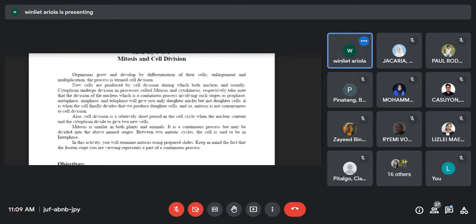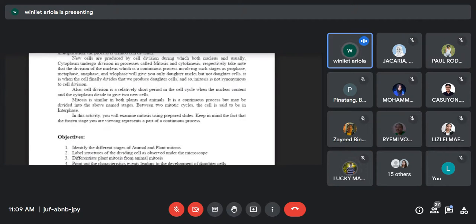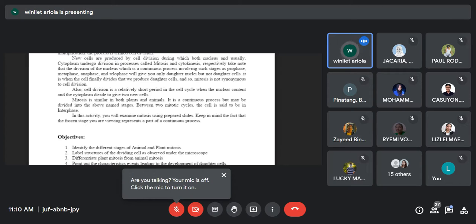Okay, clear ba yun? Yes po, ma'am. Okay, so I'm giving you na talaga the hint. Yung mga lalabas. And also this one, remember, kung ano yung similarity, another difference between these two terms. Also, cell division is a relatively short period in the cell cycle. When the nuclear content and the cytoplasm divide, it will give you two new cells, and that's the end of a cell division. So compared to mitosis, cell division is a shorter period, and longer period ang ating mitosis. Kasi nga, meron siyang different stages, the PMAT.